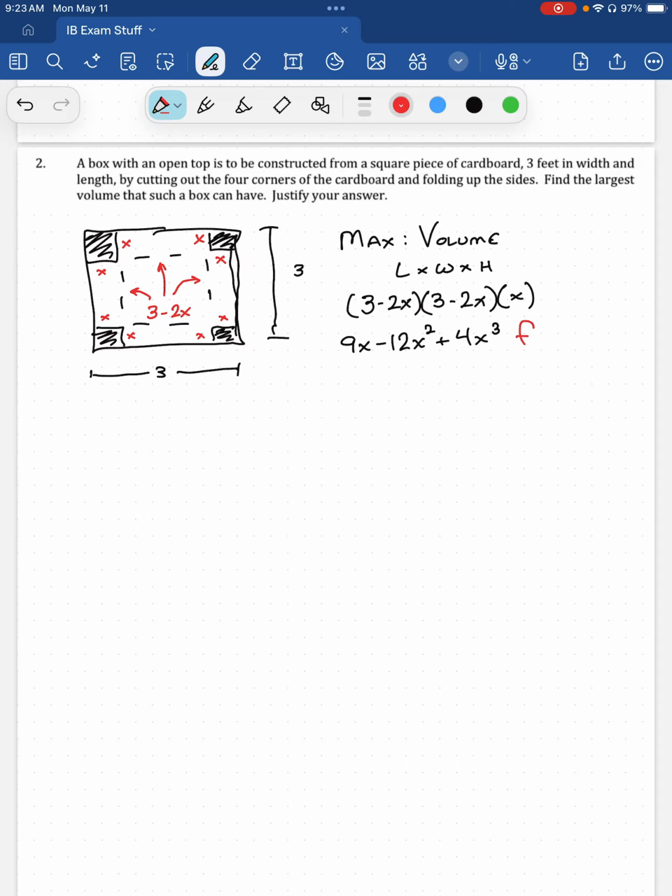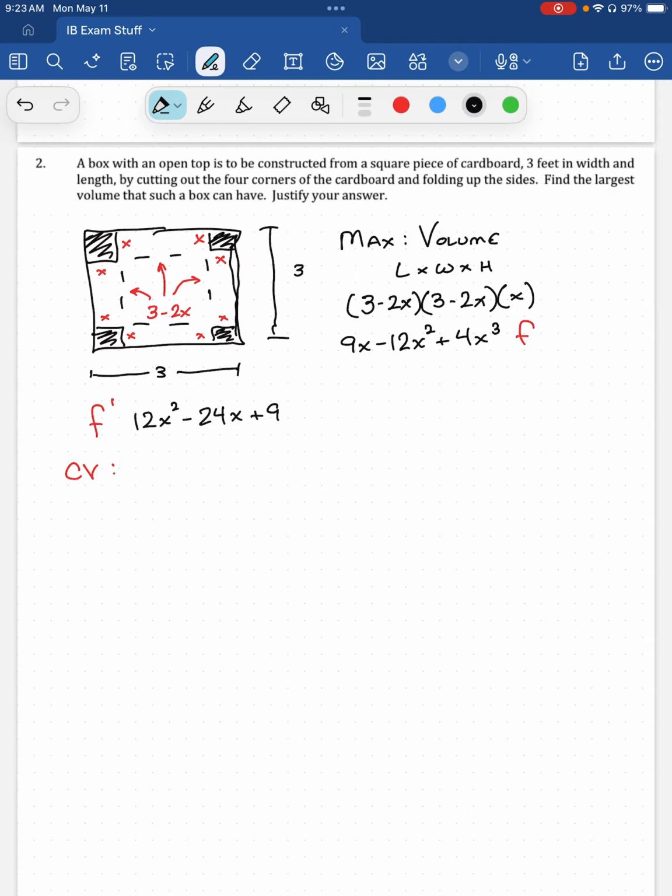So from there, the next thing I need is my derivative. My derivative is pretty simple here. 4x cubed becomes 12x squared. Negative 12x squared becomes minus 24x. And then 9x just becomes plus 9. So then I want to find my critical values. To find my critical values, we need to set that equal to 0.